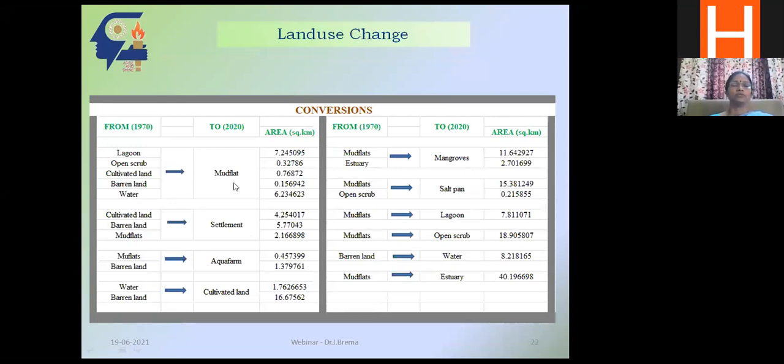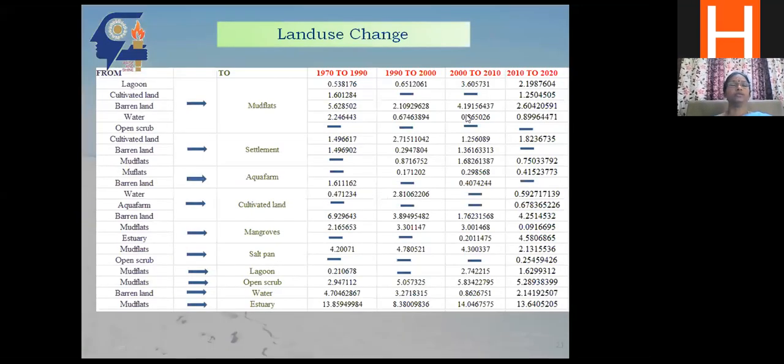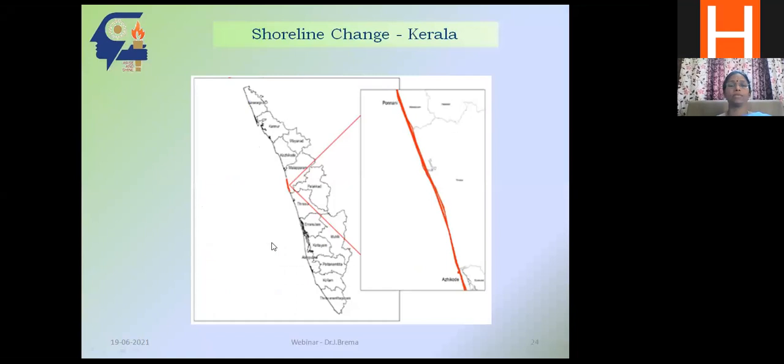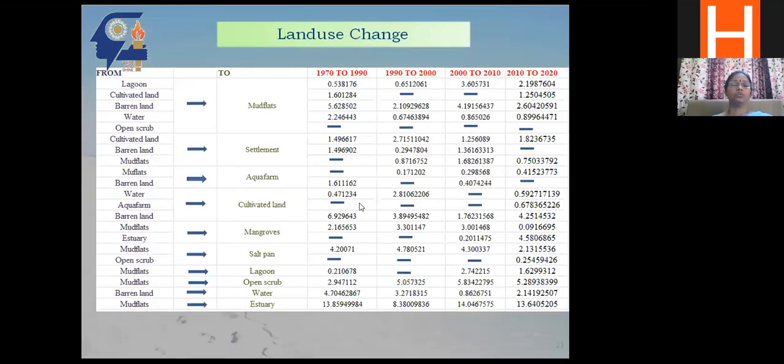So lagoon was converted into mud flat. 7.24 square kilometers of lagoon is made into mud flat. The water level has gone down, so it is acting more like a mud flat. You can see here mud flat has been converted into mangroves and estuary. Likewise here also, the same sort of conversions were taking place. So this was a part of the study that I am showing you here.